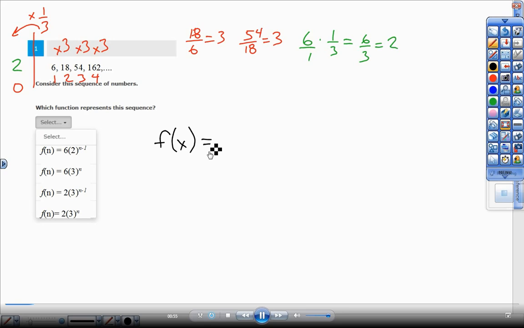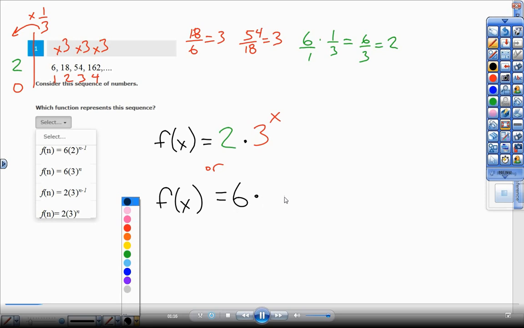So I'd like you to write both forms before you start looking at these choices. The first one, using the 0 term: 2 times the common ratio 3 to the x power, or just the single variable power. Or the first term: 6 times that 3 to the x minus 1 power. Write these down before you look at these choices.